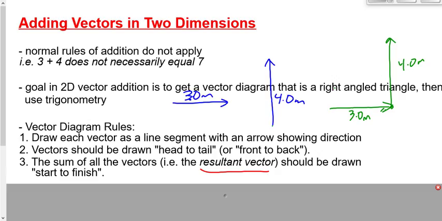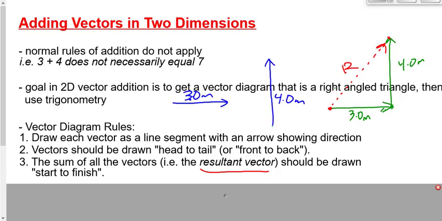The resultant vector should be drawn from start to finish. This is the start of my vector diagram. This is the finish of my vector diagram. I'm going to draw it from start to finish with an arrow pointing toward the finish. This resultant vector that I'm going to label R, that is the sum of the vectors. 3 plus 4 is equal to R.